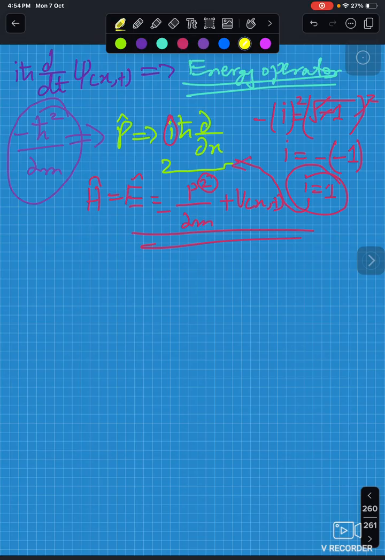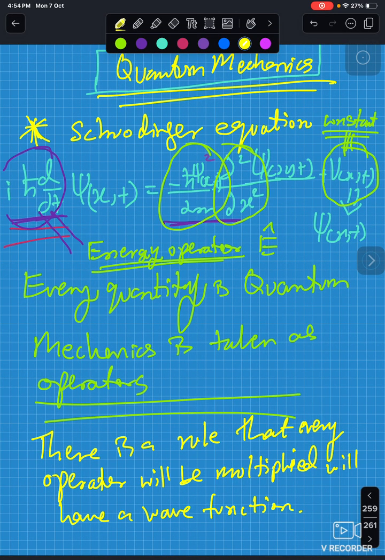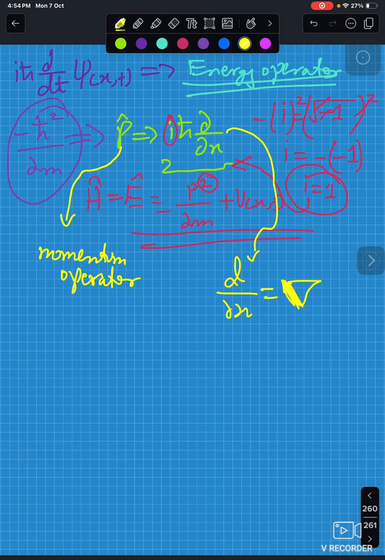So this is a momentum operator, and then here again d over dx is a gradient operator. Because of the square, we take the second gradient operator. This is a gradient operator, it takes care of the gradient of the wave function.